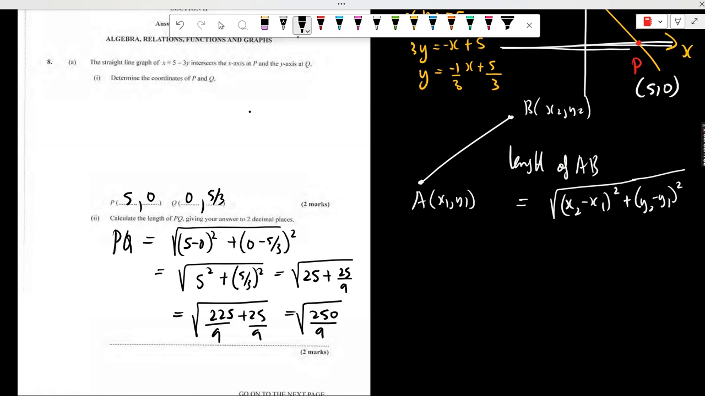Somebody work that out for me and give me the two decimal places. So the two decimal places, right? To two decimal places, yes.